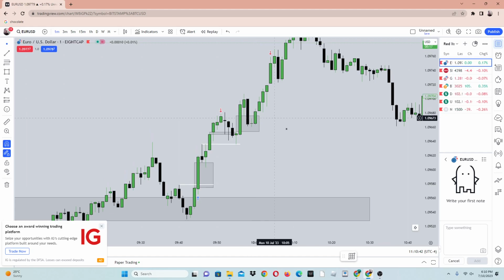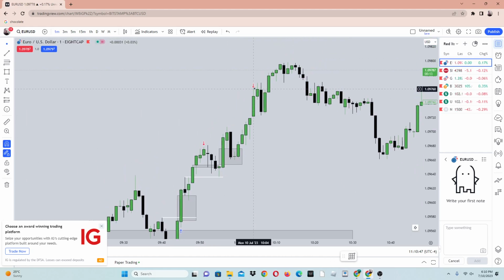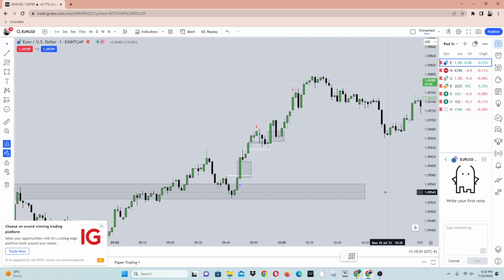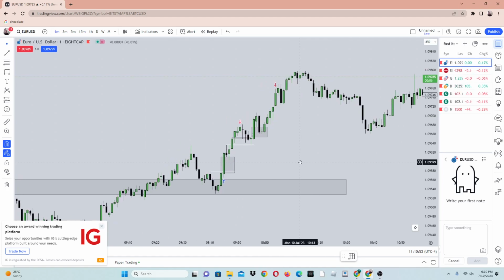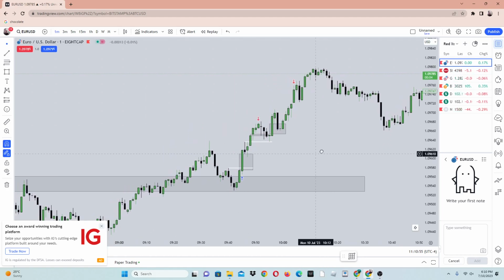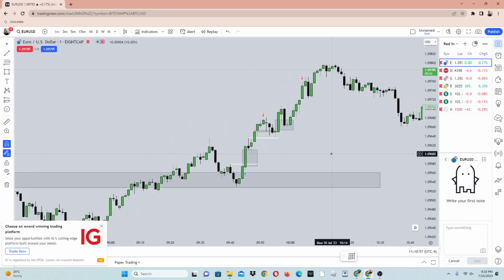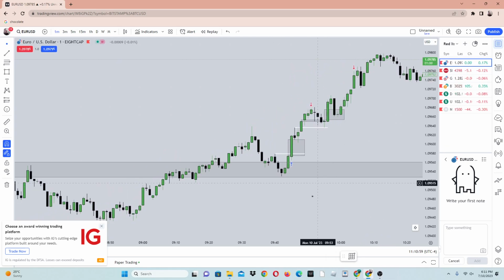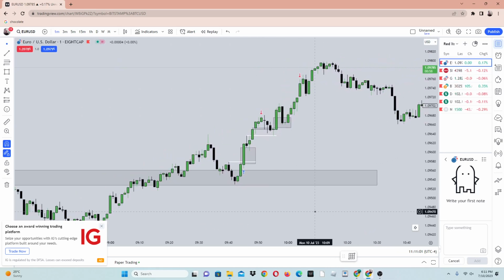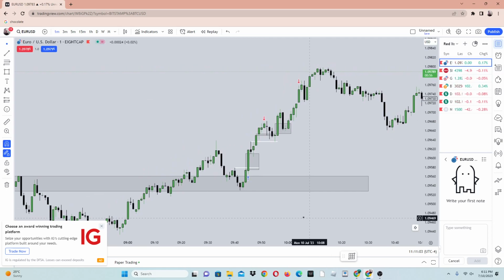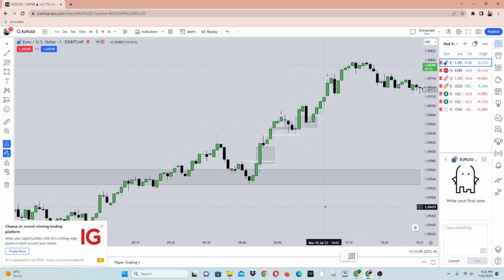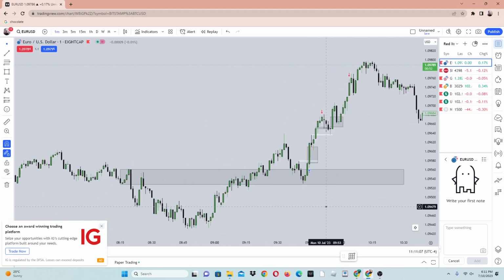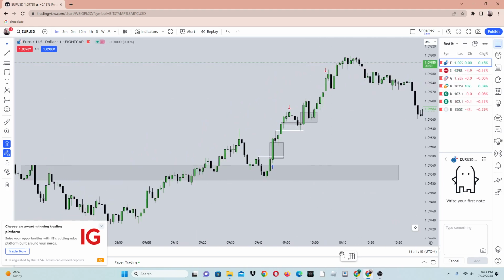I would have entered here, and my stop loss would be moved from there to there, and my take profit would have been right here. So I would have made more money than I made today, but I was very grateful because I had my rules checked, plus I was using lots of things in order to enter the trade.